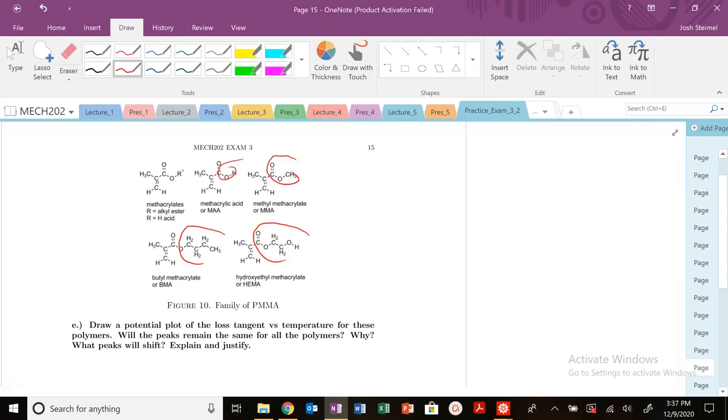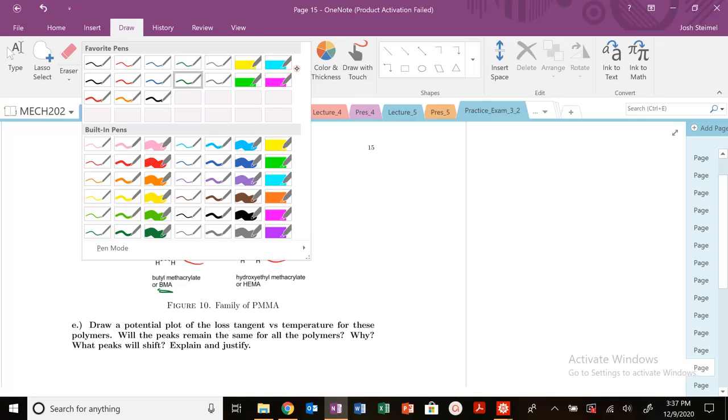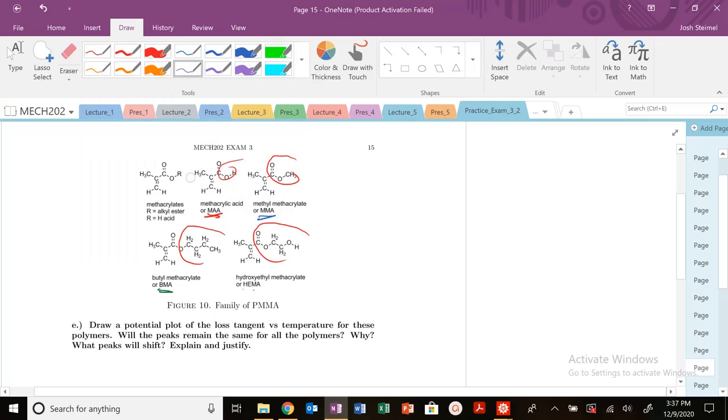Will the peaks remain the same for all the polymers? Why or why not? So I'm going to go ahead and just do a couple of examples. I'm going to call this my red, blue, my green, and then let's go ahead and call this purple in here. So if I'm doing my graph of temperature versus the log of tan delta, I know that this polymer with the largest, these are all amorphous polymers, so there's not going to be kind of that Tg.